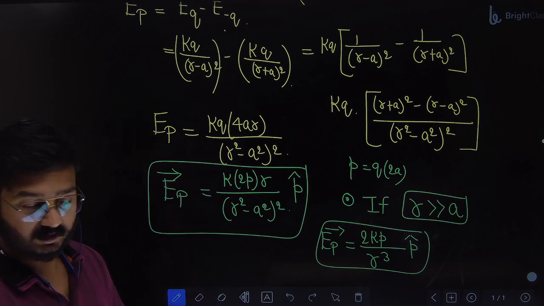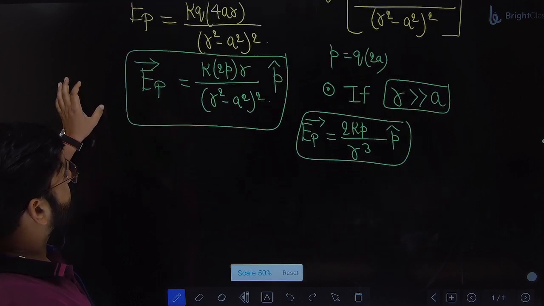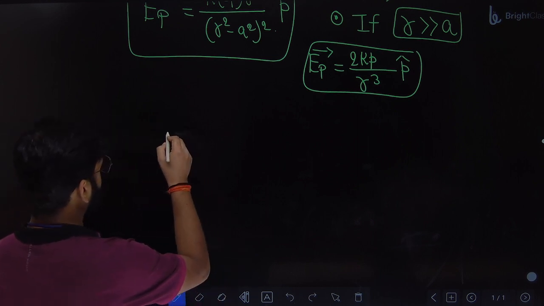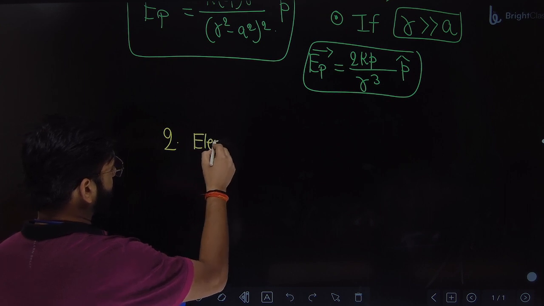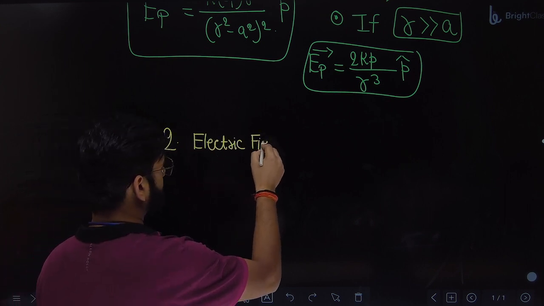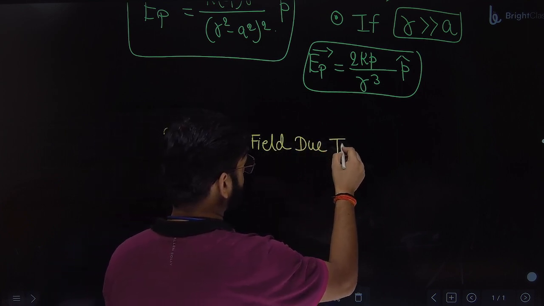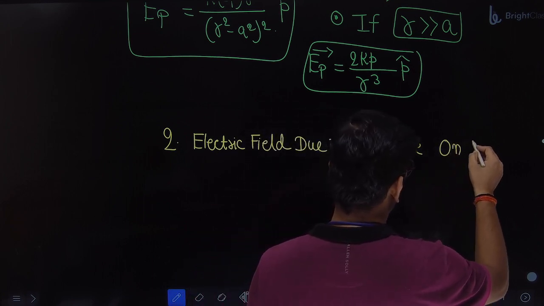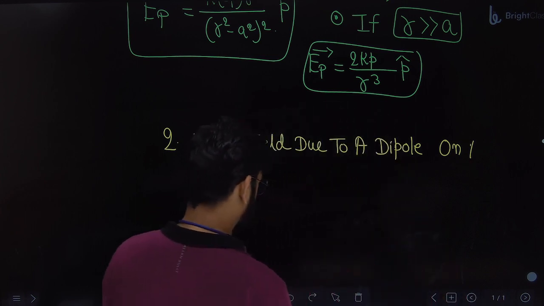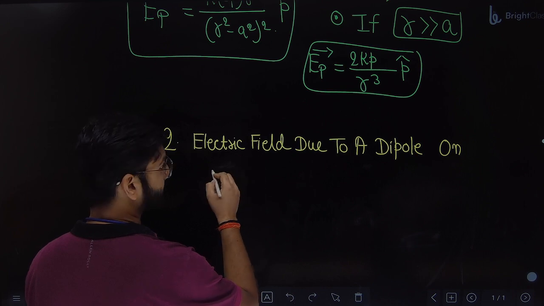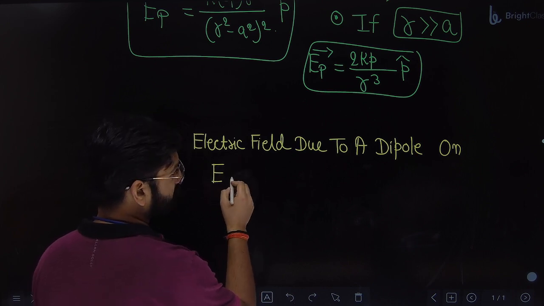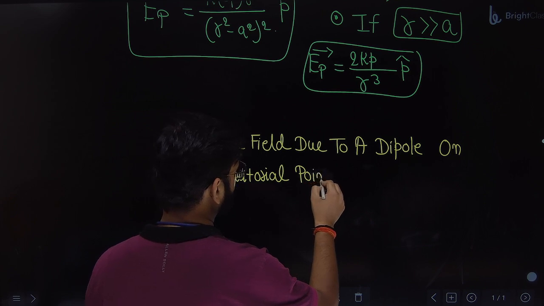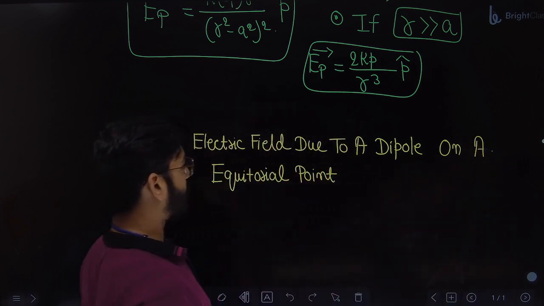Copy it. All clear? No doubts? Very good. Now write down the heading. Electric field due to a dipole on an equatorial point.